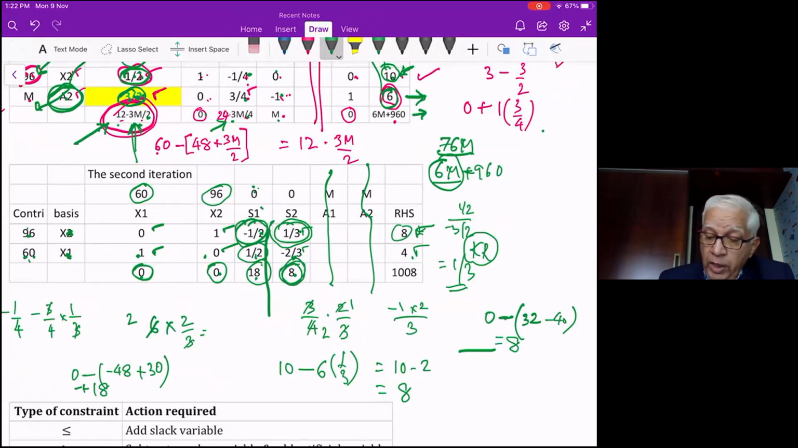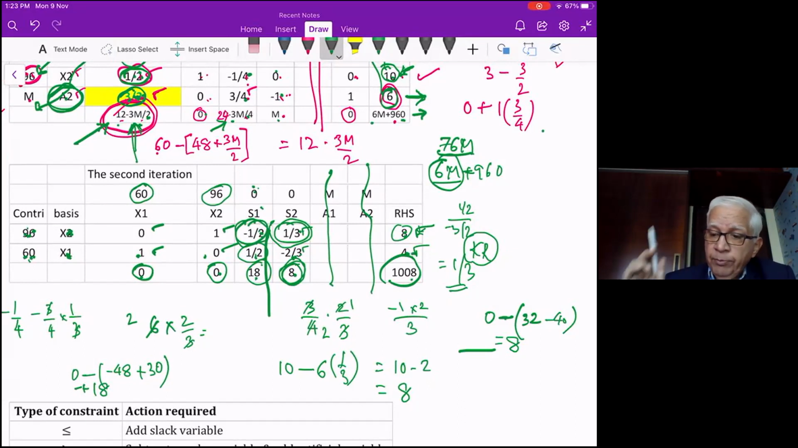Now objective function value, it was previously 6m plus 960. Remember, m was present. 6m plus 960 was too large a number because m is a very large positive number. Therefore 6m plus 960 was an extremely large positive number. Now what is the value of objective function? 1008. How do we get this 1008? 8 multiplied by 96 plus 4 multiplied by 60. Okay, that comes to 1008.